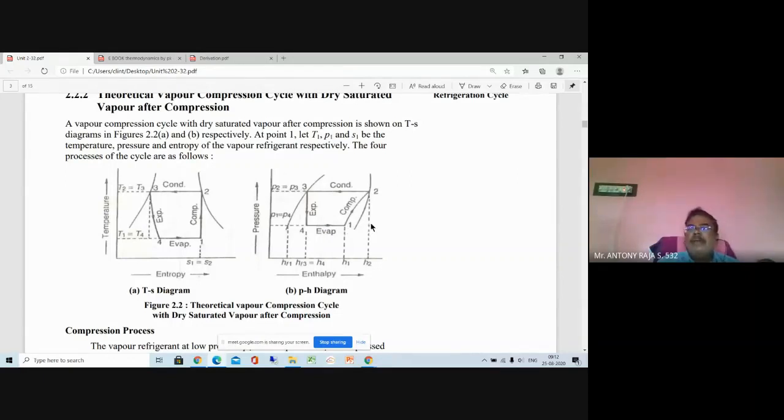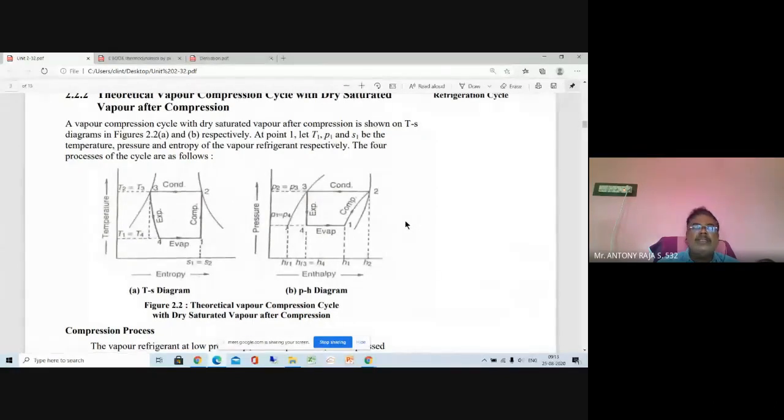Assuming that the vapor leaving the evaporator is superheated vapor, in that case H1 minus H4 is larger. Superheated vapor means the point is just on the right side of the curve. Then the difference is larger, and automatically the COP value is higher, because COP is directly proportional to the amount of heat absorbed. So what are the methods of improving the COP?